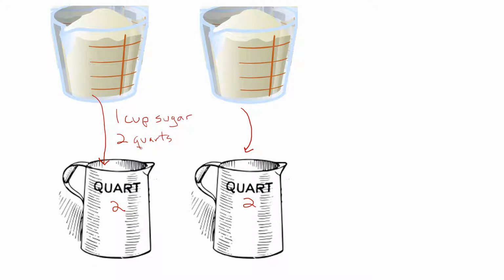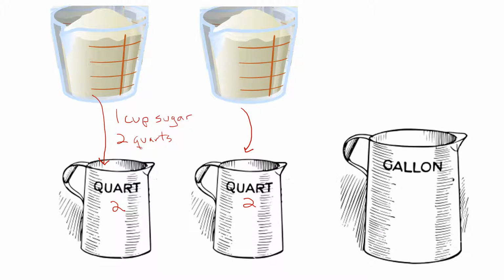So, to continue the Kool-Aid example, let's say we were going to make a gallon of Kool-Aid. Well, a gallon is actually 4 quarts. So, we now have 4 quarts of water. And we know that for every 2 quarts, we add 1 cup of sugar. So, our addition rate is 1 cup of sugar per 2 quarts of water. And this time, we're making 4 quarts.